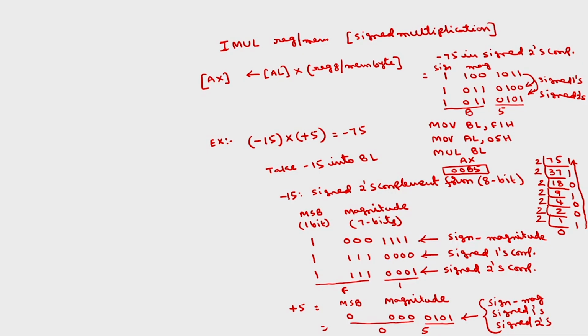Similarly we have division for unsigned numbers, division for signed numbers. The next instruction is unsigned division, DIV. Again you have to specify register/memory. Memory can be byte or word. Register can be 8 bit or 16 bit. This is called unsigned division.